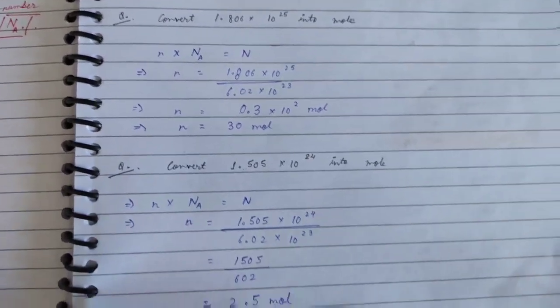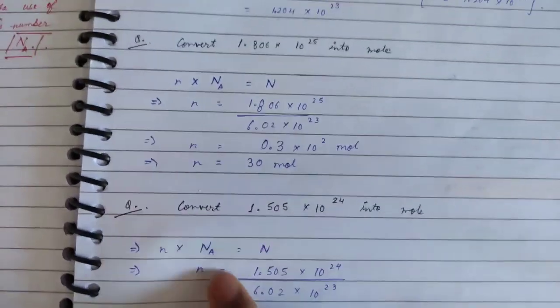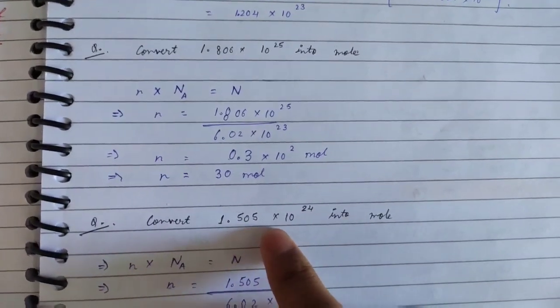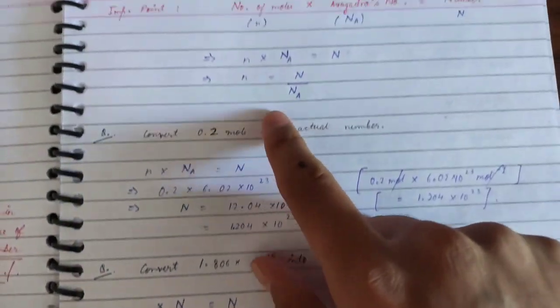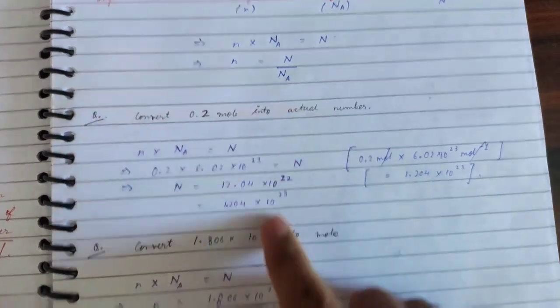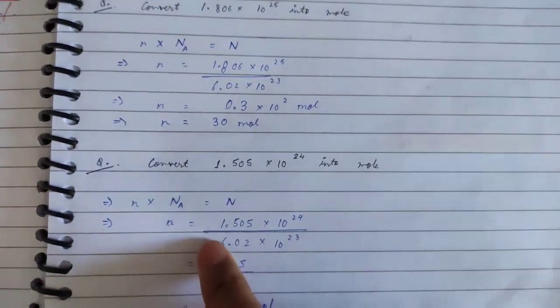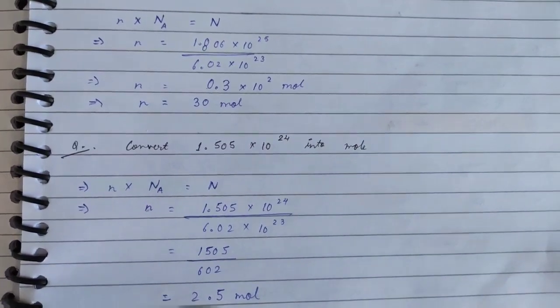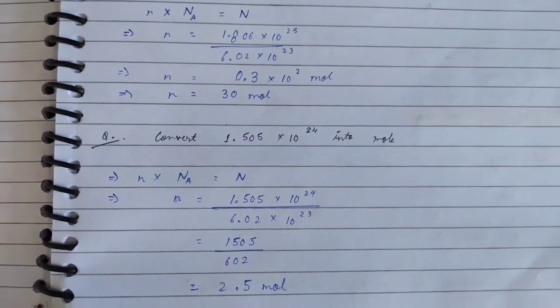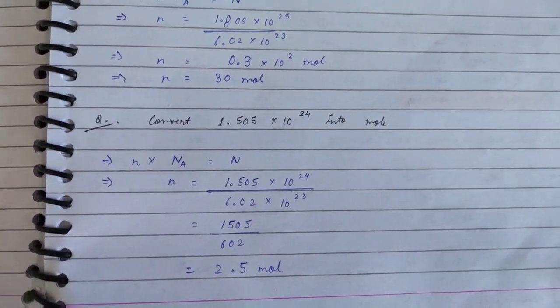Okay. Now let us see one more question here. Convert 1.505 into 10 to the power 24 into mole. So we will again apply this formula: n is equal to N by Na. So this will give us 1.505 into 10 to the power 24 divided by 6.02 into 10 to the power 23. This will give us 2.5 mole.